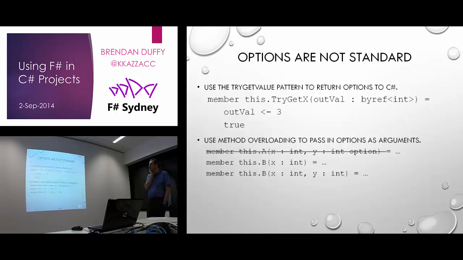Options aren't standard either at this stage. And this is all about how not to have to put the F# code and the references and the funny F# stuff in. So the recommendation is you can use the try-get pattern to give a C# friendly form of an option, so that your C# programmer will see something they're familiar with and know that it might fail.